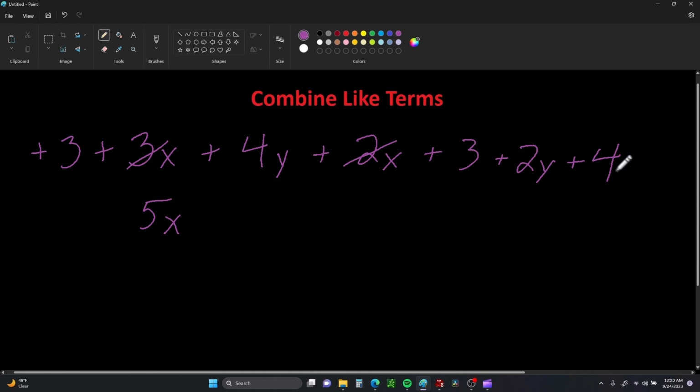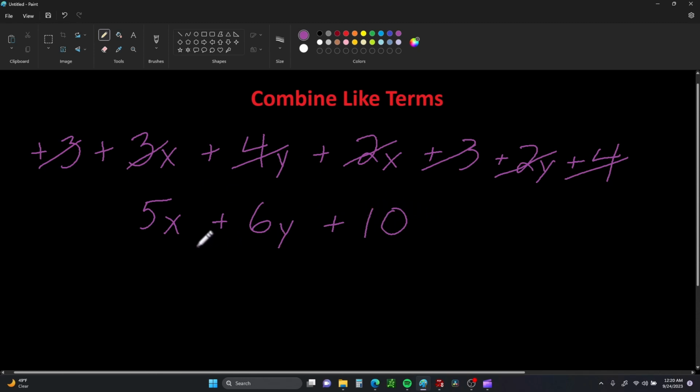Looking through, I don't have any more x terms, so I go back to the beginning and I'm looking for a different letter. So this time the variable is going to be a y. I can put the 4 y's together with these 2 y's, and that's plus 6y. And then I've crossed off the ones that I have here. So now I have plus 3, that's 6, plus 4, that's 10. So I can put the ones together with each other. I have 10 of those.